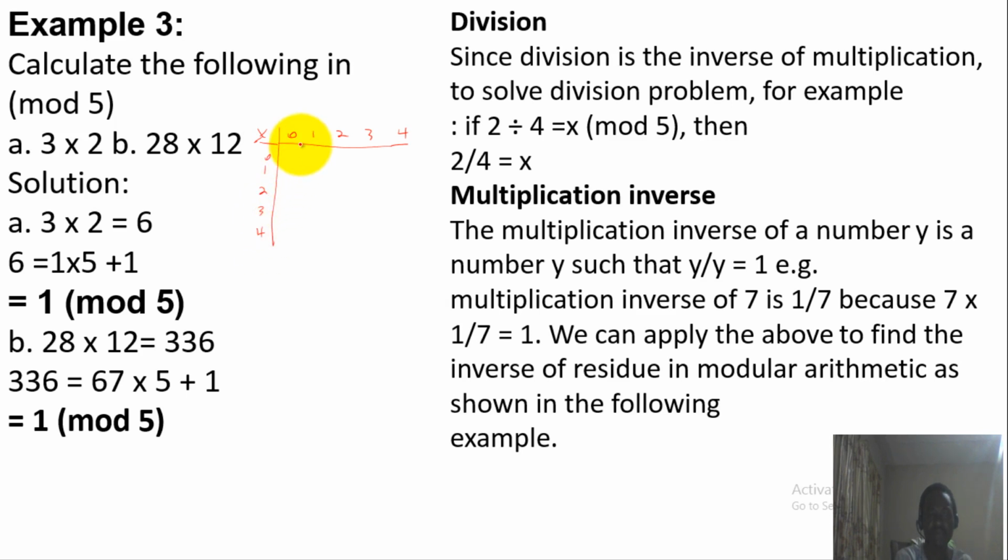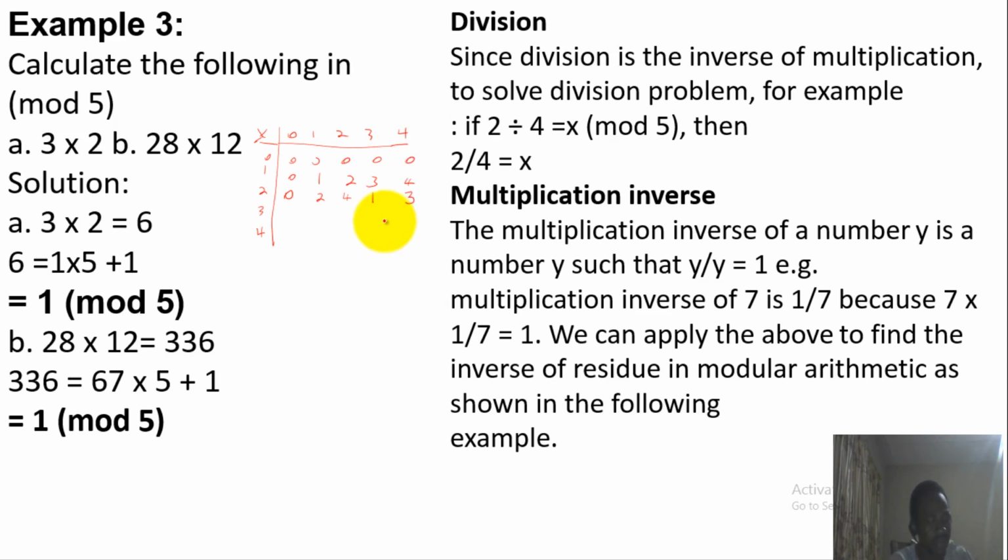Therefore, this row will be 0, 0, 0, 0, 0. So this will be 0 times 0 is 0, 1 times 1 is 1, 1 times 2 is 2, 1 times 3 is 3, 1 times 4 is 4. Then 2 times 0 is 0, 2 times 1 is 2, 2 times 2 is 4. Then 2 times 3 is 6, it will return 1. Then 2 times 4 is 8, it will return 3.